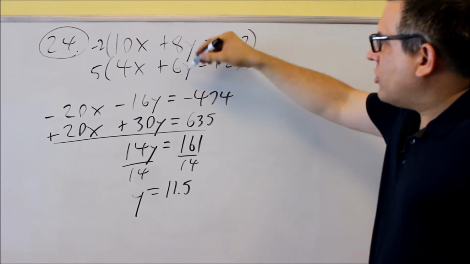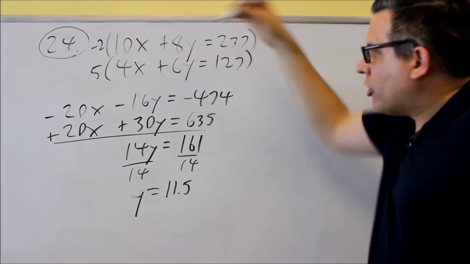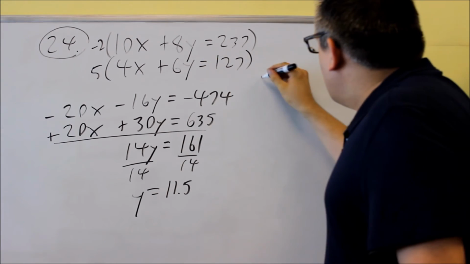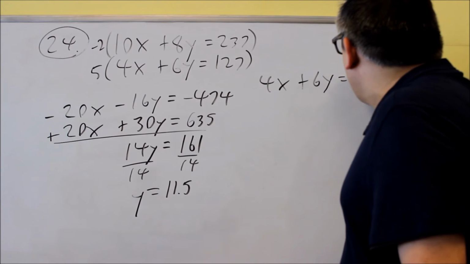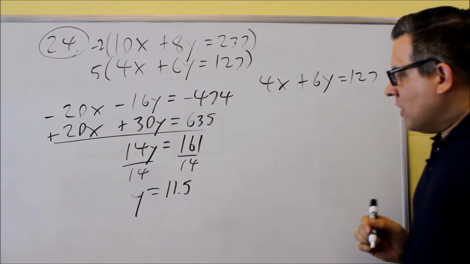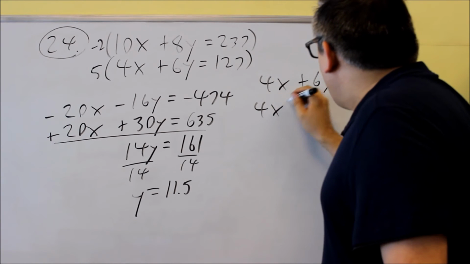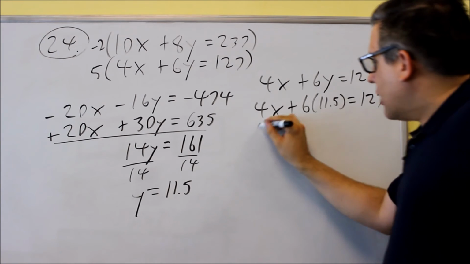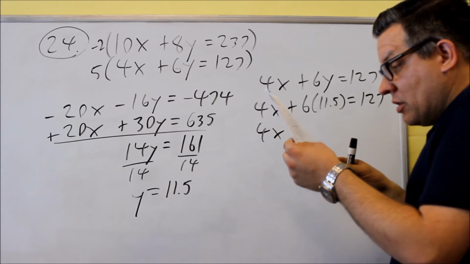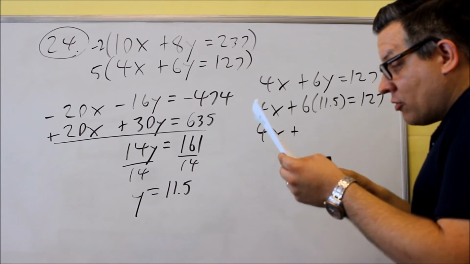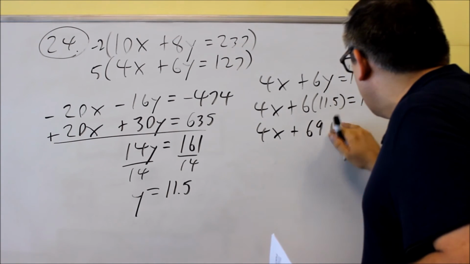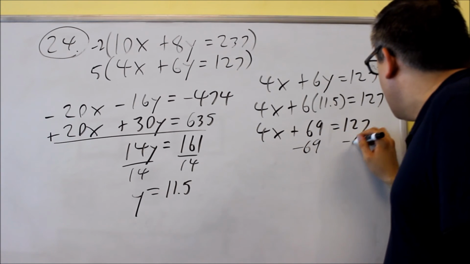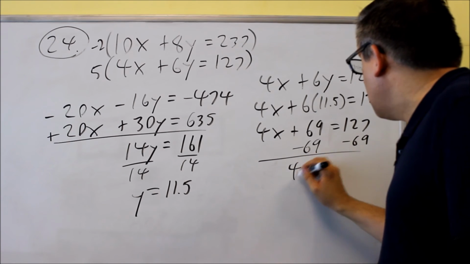To find that, I'm going to go into either one of these two equations. I can use the top one or the bottom one, it doesn't matter, and I'll put the y value into there and solve. Let's just go ahead and use the bottom equation. I'm going to put 11.5 in for y, so I have 4x plus 6 times 11.5, and that's going to equal 127. Let's go ahead and multiply this out. When I multiply that out, I'll get 69 right here. That equals 127. Now I'm going to subtract 69 from both sides.